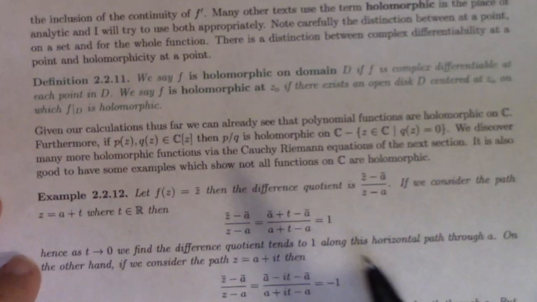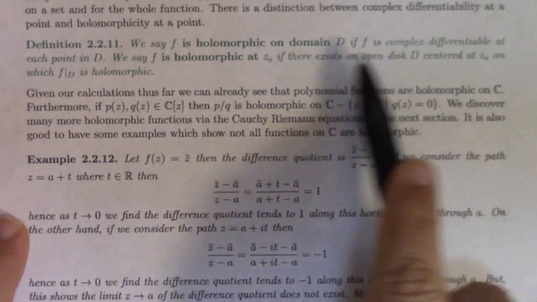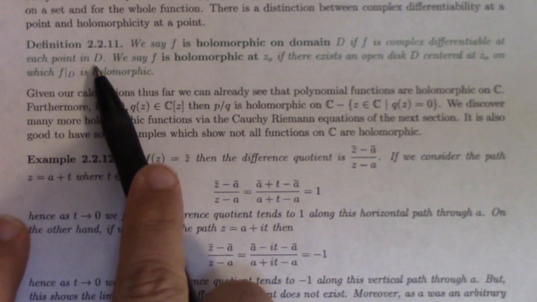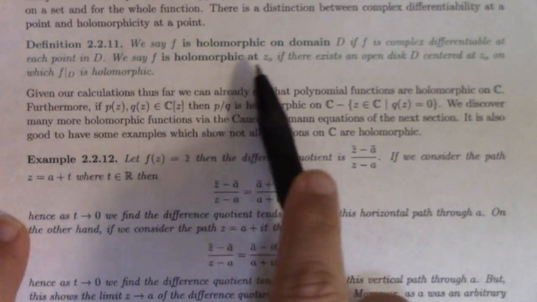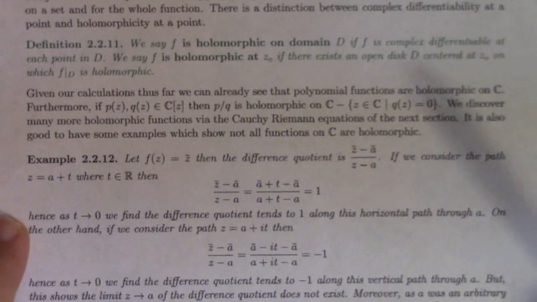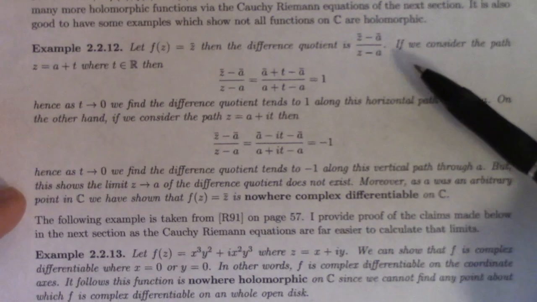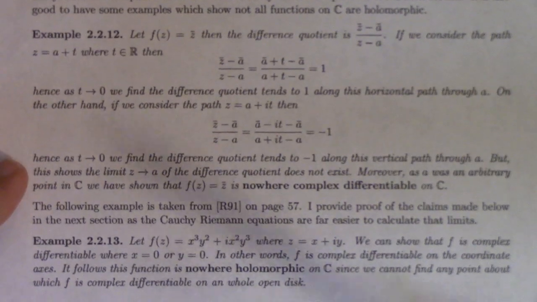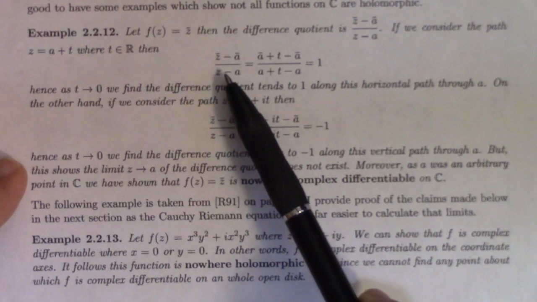We defined holomorphic at the start of class to mean it's complex differentiable at each point in the domain, which was an open connected set. And it's holomorphic at a point if there exists an open disk centered at the point. This example, f of z, would have been good if I'd found time in class to do this one, but oh well.